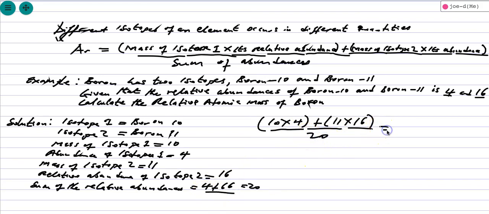Now, what do we get here? We're going to get 216 divided by 20. And so the relative atomic mass will be 10.8. Okay, so that's how you work out relative atomic mass if you know the individual isotopic masses and the relative abundances. Okay, that is the end of the video.